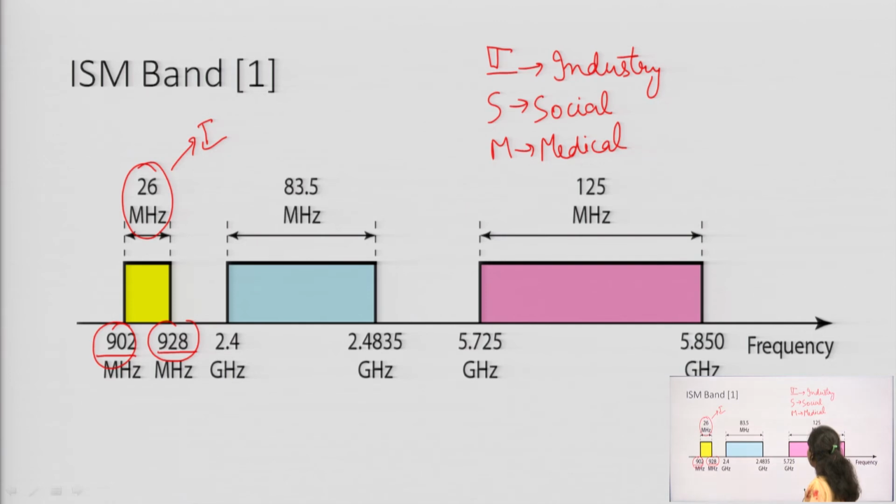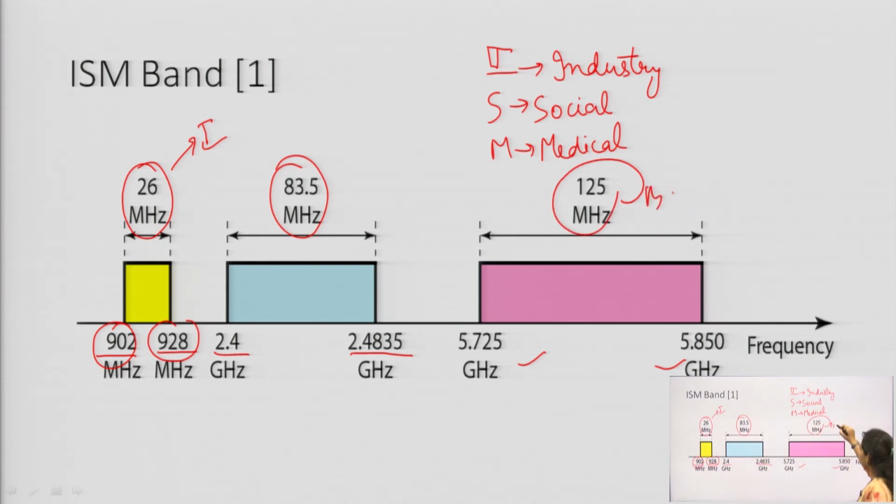Now, next if we move to the social purpose, the social band that has been allocated ranges from 2.4 gigahertz to 2.4835 gigahertz, and the bandwidth allocated for this particular application is 83.5 megahertz. Now, next is the 5.725 gigahertz to 5.850 gigahertz frequency range, which means it is allocating 125 megahertz of bandwidth for the purpose of transmission.